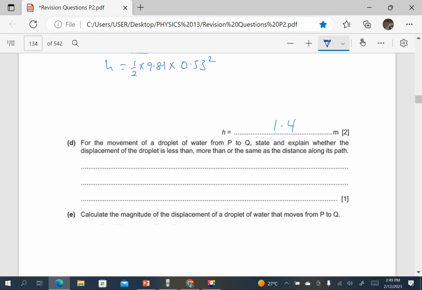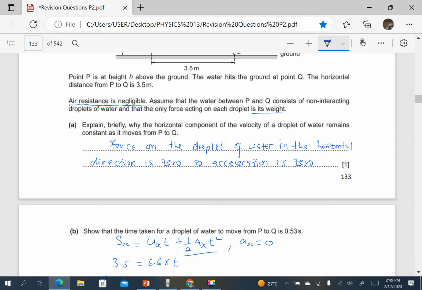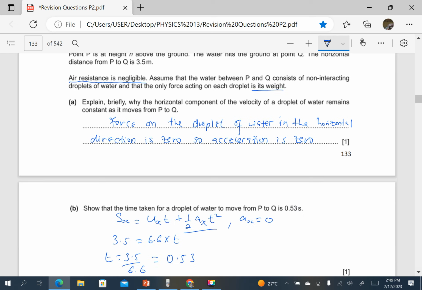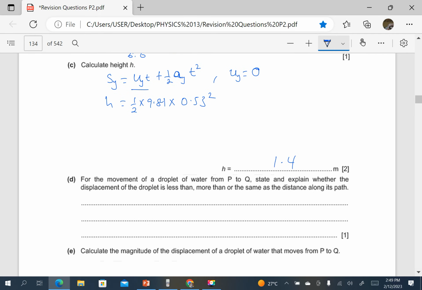For the movement of the droplet of water from P to Q, state and explain whether the displacement of the droplet is less than, more than, or the same as the distance along its path. Displacement is the straight line distance from P. To find the displacement, I need the straight line distance from P to Q. And you see that the straight line distance is less than the distance along the path. Therefore, the displacement is the straight line distance from P to Q.